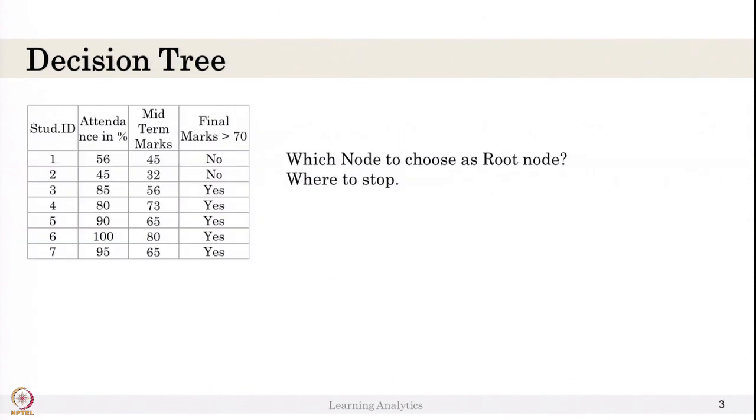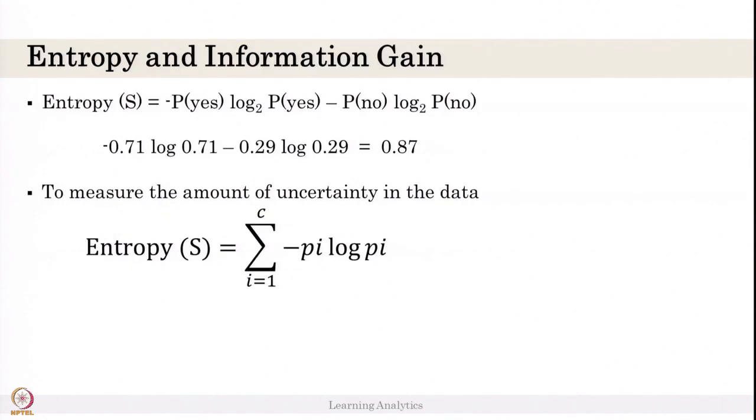So, let us see this particular table, with attendance, midterm marks, and final marks greater than 70. You have seen this table multiple times. Which node to choose as the root node and where to stop? I am not going to explain solving the decision tree on this particular table, but I am going to explain the mathematics behind which node to choose and where to stop, and you can apply those formulas on this. It involves only two things: entropy and information gain.